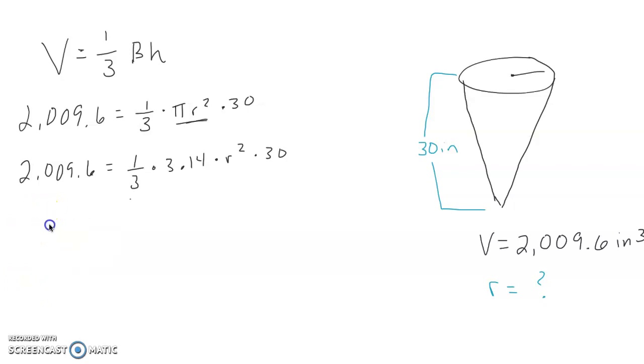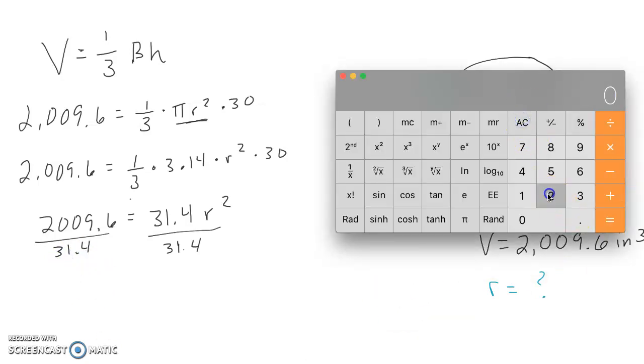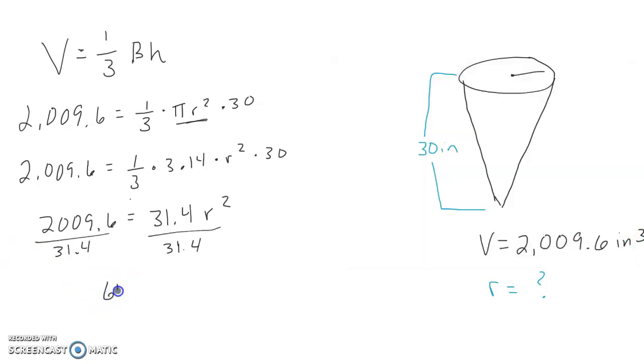So I'm left with 2009.6 equals 31.4 r squared. Now we'll divide both sides by 31.4. And we're left with 2009.6 divided by 31.4, and that equals 64. So I'm left with 64 is equal to r squared.